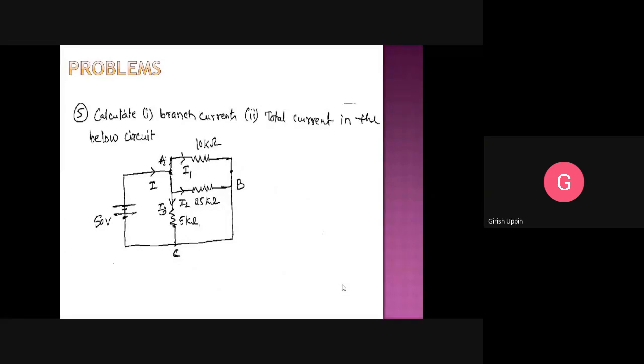Okay, so this is also from the exam. So in one of the exams, this particular problem appeared. Calculate branch currents and total current in the given circuit.